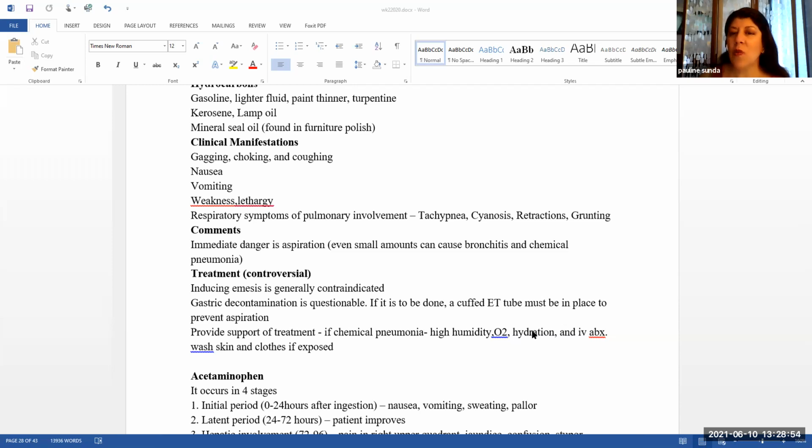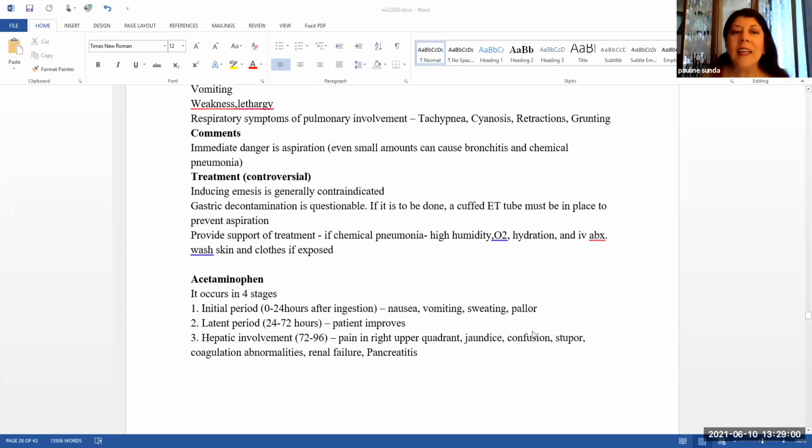You're going to see this more if they aspirated. You would see tachypnea, cyanosis, retractions, and grunting. The immediate danger is aspiration. Even small amounts can actually cause bronchitis and or chemical pneumonia. Treatment is controversial. Know that inducing emesis again is generally contraindicated.